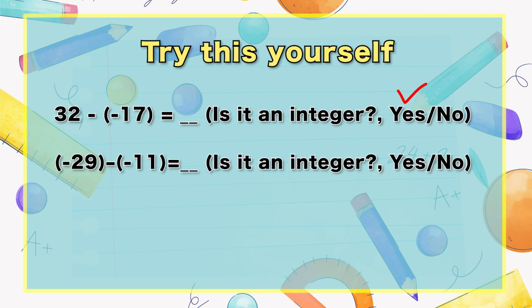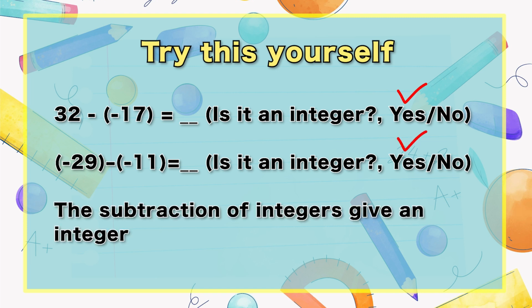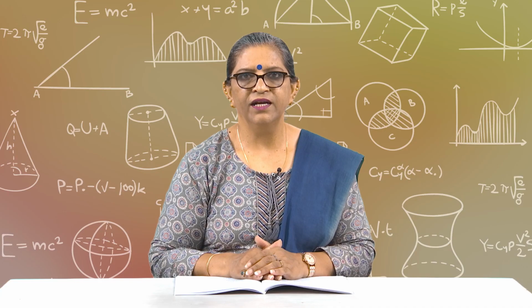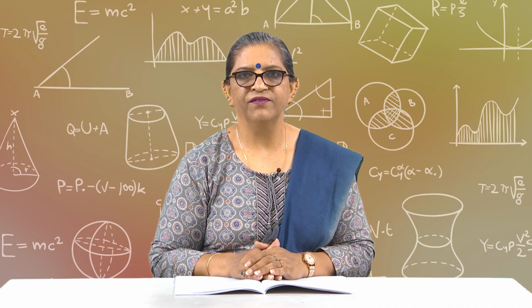Minus 29 minus minus 11. What do you get? Is it an integer? Yes or no? Minus 29 minus minus 11 is actually minus 29 plus 11, which is minus 18, and yes, minus 18 is an integer. We find that the difference of two integers is an integer. Here also, check for yourself and see if the integers are closed under subtraction.